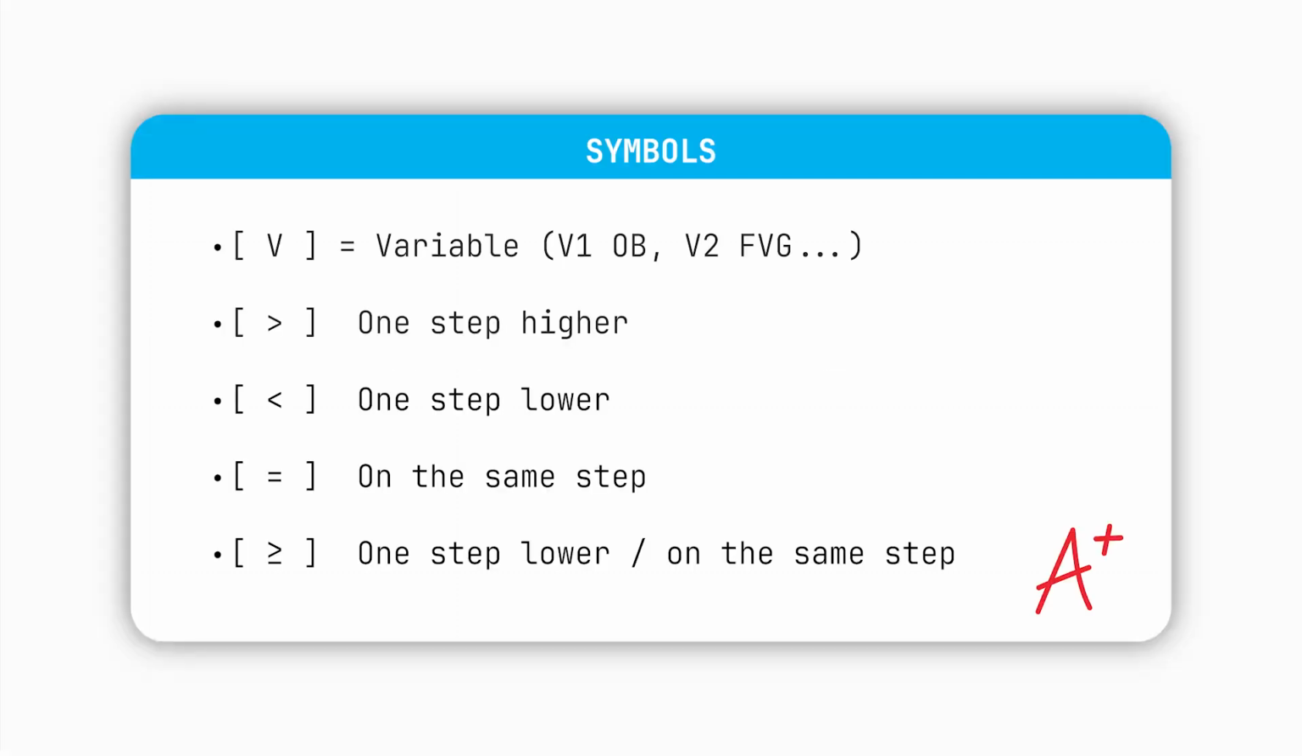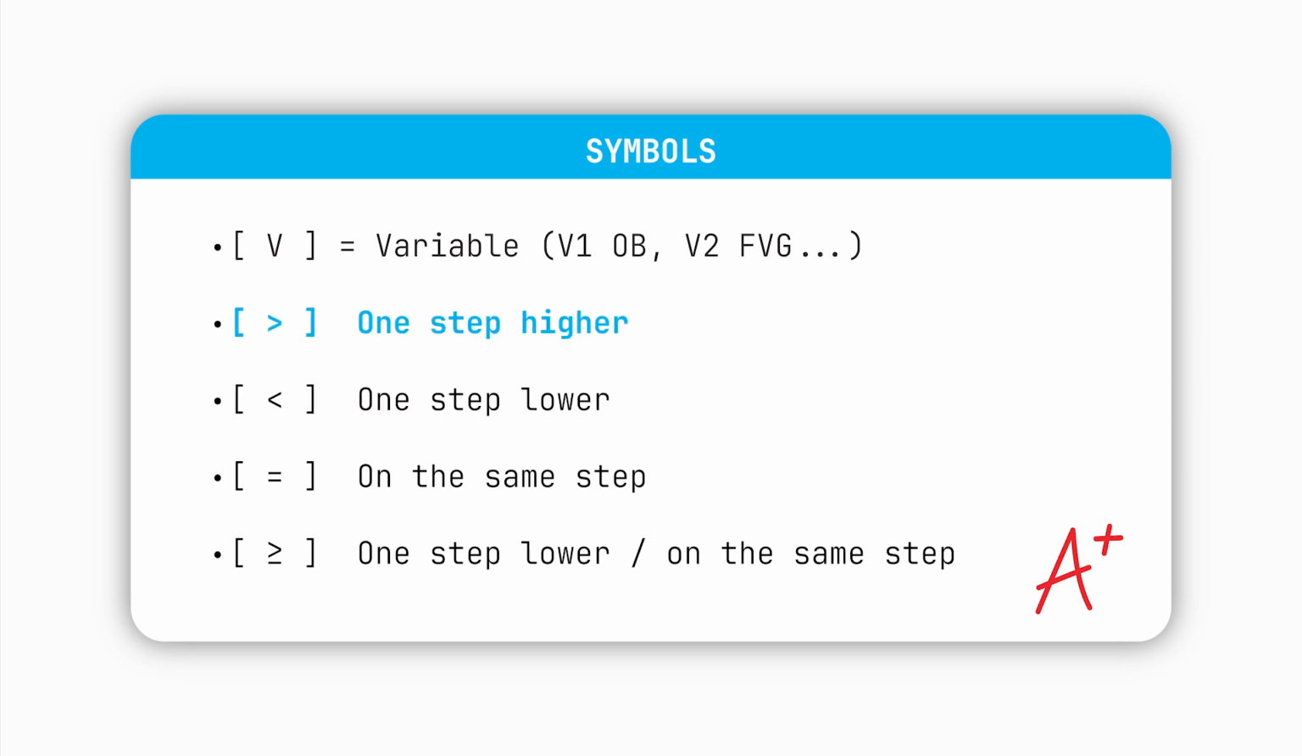Step 2. Logical elements. But before we move on to the logical elements, we need to determine and understand a few symbols that we will use throughout. The symbol V will always mean the word variable. For example, V1 is order block, V2 is fair value gap, and so on. The symbols equal, greater than, and less than are used to determine the position of one variable relative to another variable in our timeframe system.